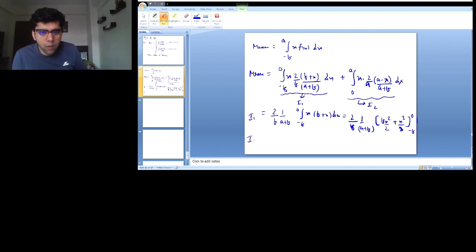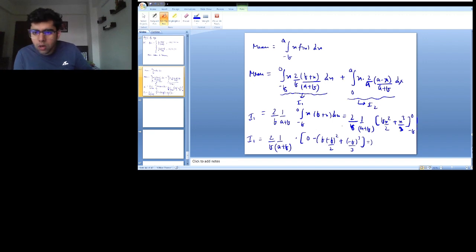So this gives me I1 is equal to 2 upon b, 1 upon (a plus b), and multiplying this. If I put in 0 here, this gives me 0, minus putting in minus b here, which gives me b times (minus b) whole square by 2 plus (minus b) whole cube by 3, and this is minus b cube by 3, and this will become b cube by 2. So this will be b, this will be minus b, right?